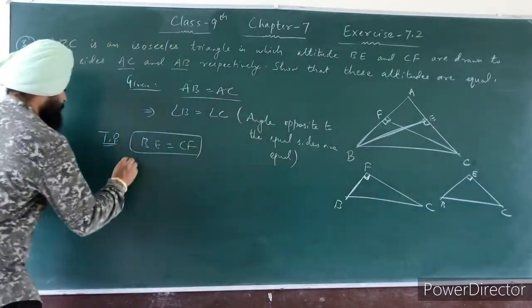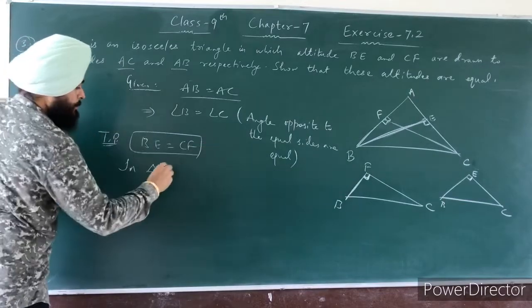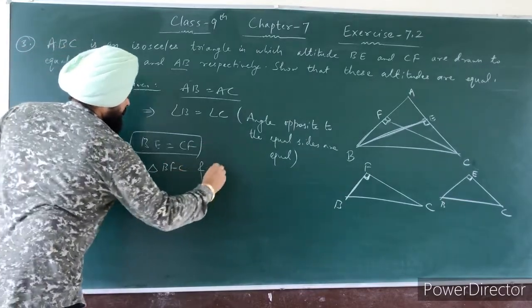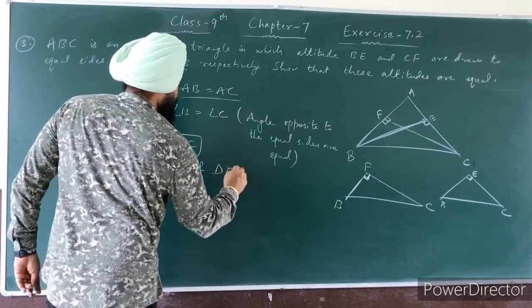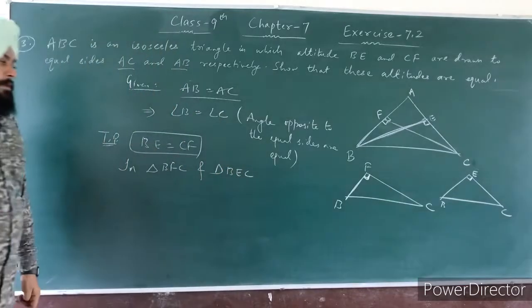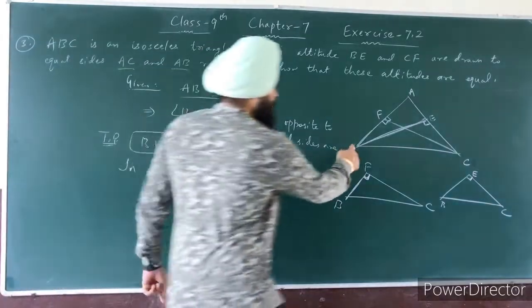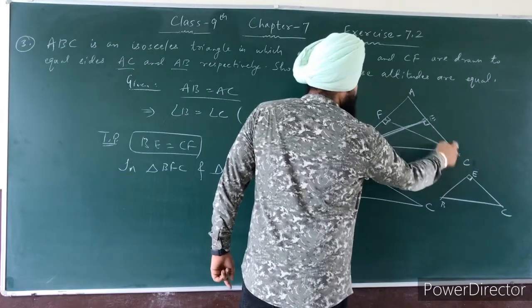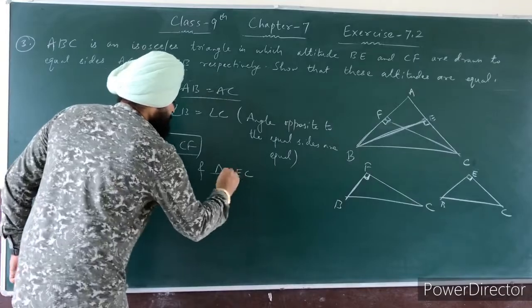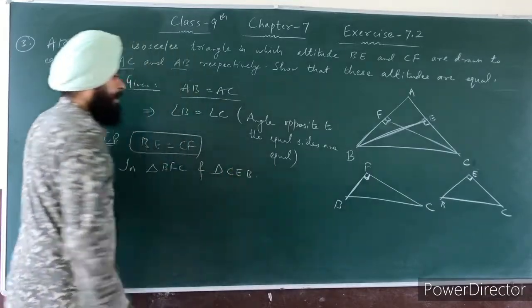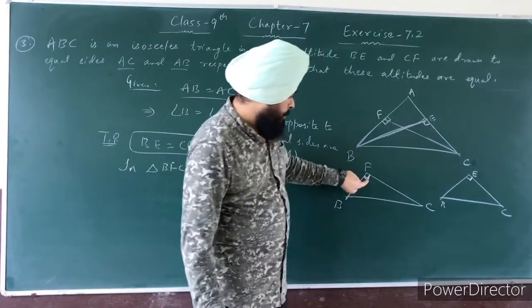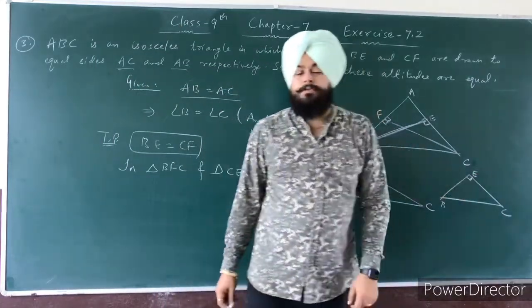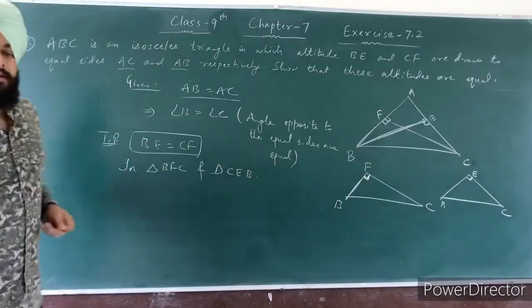So this triangle is BFC and the triangle on the right side is BEC. You can write here BFC and here triangle CEB. Both are right triangles, okay? Because one angle is of 90 degrees.